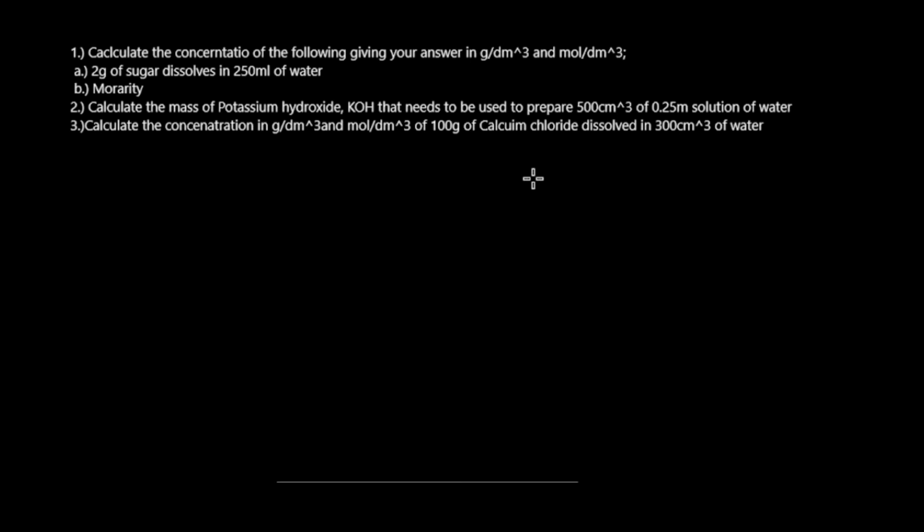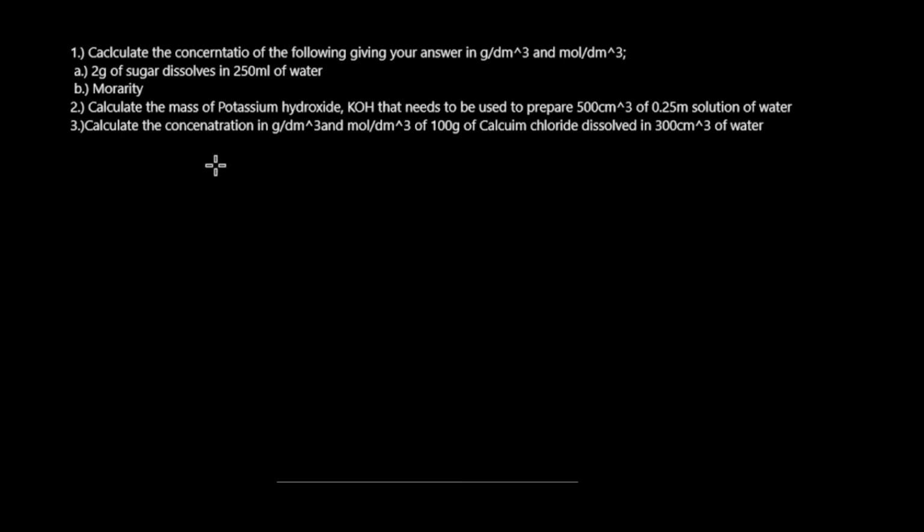The first question should read: calculate the concentration of the following, giving your answer in grams per decimeter cubed and mole per decimeter cubed. It's saying 2 grams of sugar dissolves in 250 mils of water. If you're given a problem, first you have to collect your data. Even though this is physics, for chemistry there's also an aspect of collecting data, and then you have to check if everything is in its preferred SI unit.